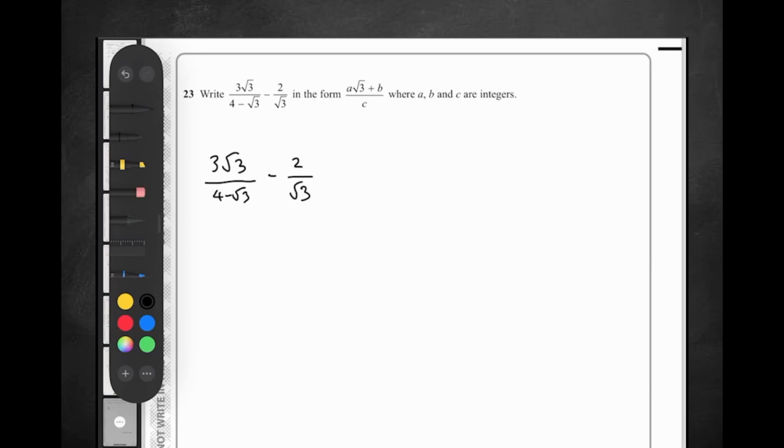So first things first, I'm going to times everything on the top and the bottom by root 3, and we'll see how we get for this fraction here. And then for this fraction here, I will times everything on the top and the bottom by 4 minus root 3. So let's say times root 3. I'll do it so the examiner can roughly see what I'm doing here. I'm not just coming up with random numbers. Also, my 3's are not looking like 3's anymore. So 3 root 3 times root 3 is just 3 times 3.